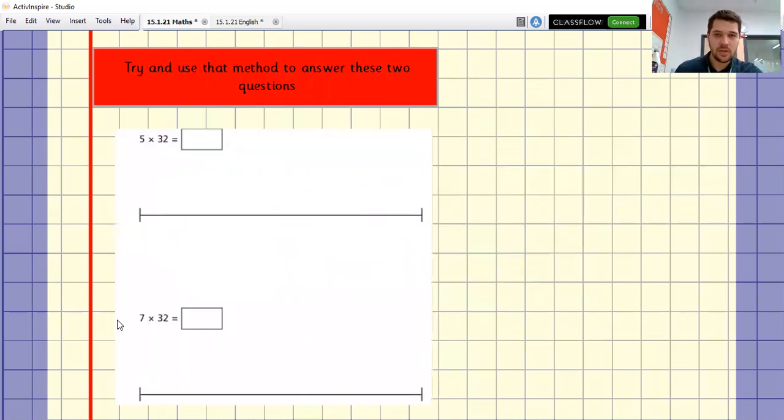See if you can use that method for these two questions. You've got 5 times 32. So the 3 is in your tens. So you could do 5 times 10 and 5 times 10 and 5 times 10. See where that gets you on your number line. And then you can do your 5 times 2 ones. So 5 times 2, and add them together. Same as your 7 times 32 here.